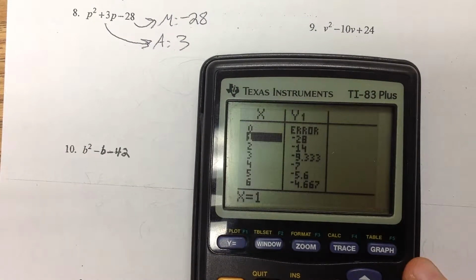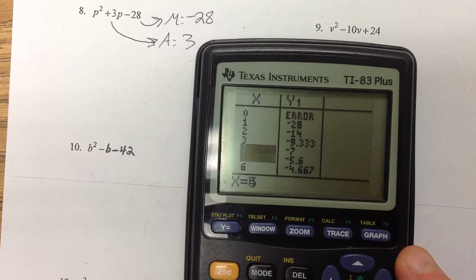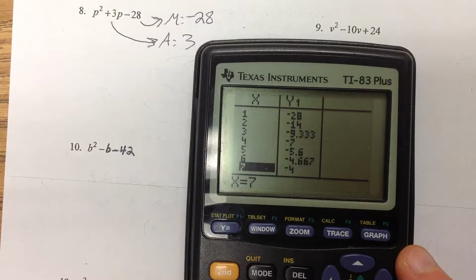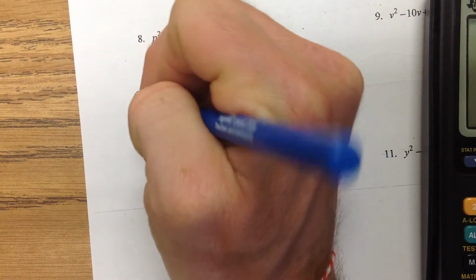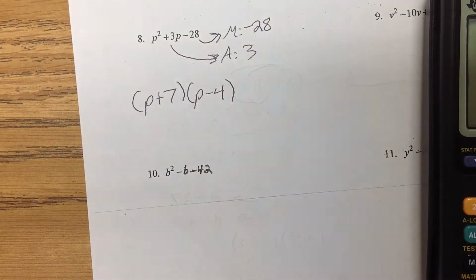Let's see, 1 minus 28, nope. 2 minus 14, nope. 4 minus 7 is going to be negative 3, but unfortunately we need a positive 3, so that's not going to work. 7 minus 4, or 7 plus negative 4, you can think about it either way. Yep, that'll give us 3, so it's going to be p plus 7 and p minus 4.